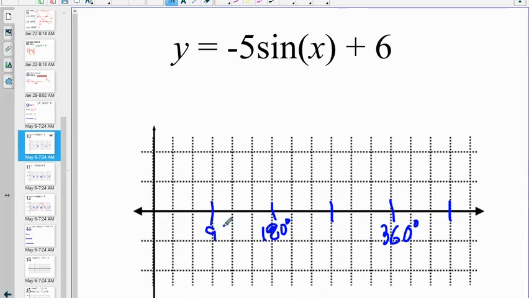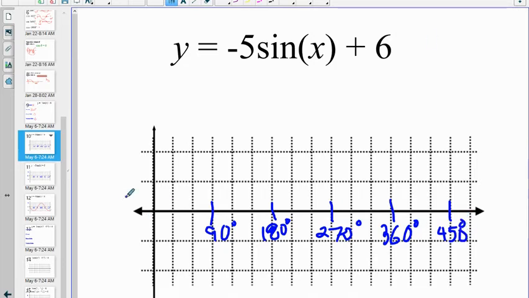Half of that is 90. And then halfway between 180 and 360 is 270. And since we're counting off by 90s, the next one on my scale would be 450 degrees. Not completely necessary to do that one, but why not, right?